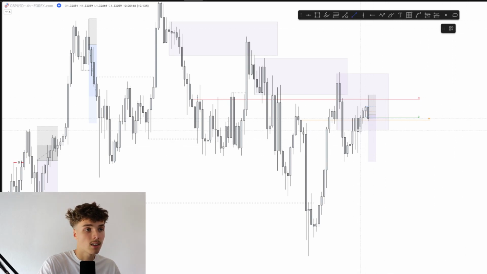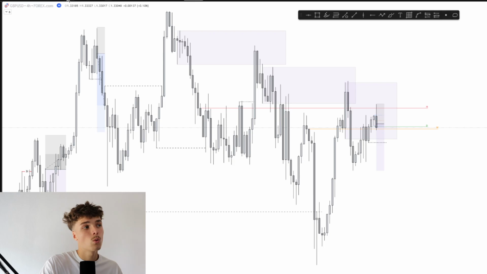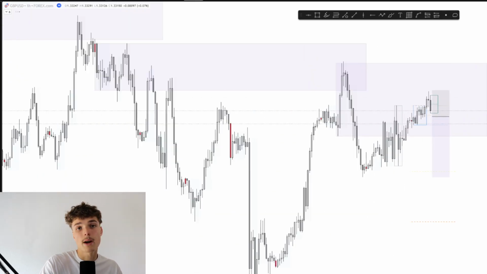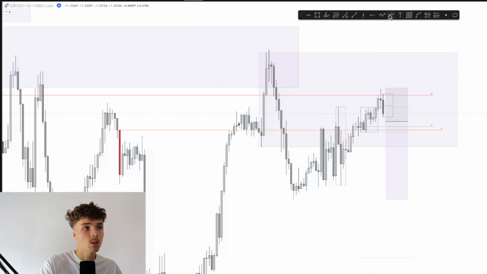break. That is true, because this was a fractal low on the 4-hour time frame, but I was waiting for a fractal break on a lower time frame, and it was the 1-hour time frame. So here on the 1-hour time frame, what do we see? Well, here we can clearly see we grabbed liquidity, okay? We swept liquidity. That's one.